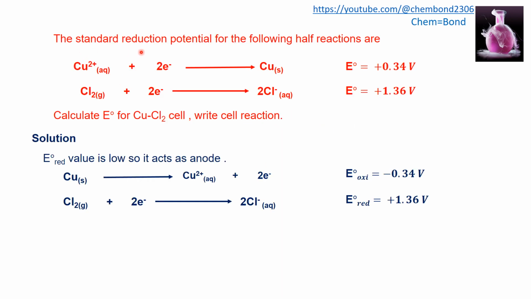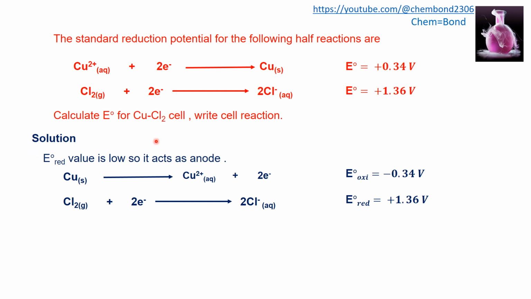The standard reduction potentials for the following half reactions are given. When copper gains electrons, it will produce copper solid, and when chlorine gas gains electrons, it will produce chloride minus. The reduction potential values are also given. Calculate E naught cell for the copper chlorine cell and write the cell reaction.